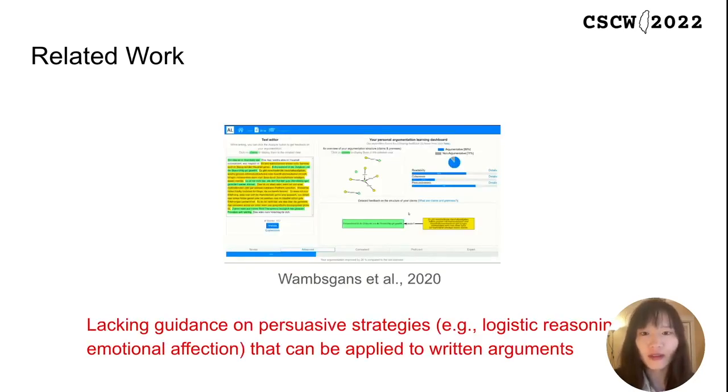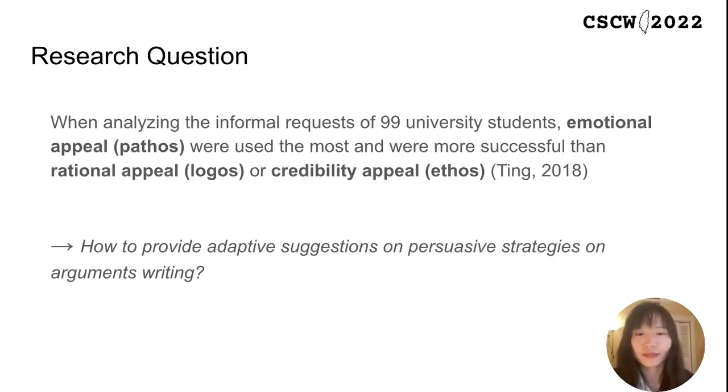Recently, an increasing number of methods and tools have been proposed to help people refine written arguments with natural language processing techniques. For example, AL, an adaptive learning support system for argumentation skills. These existing tools focus mainly on analyzing structure of arguments, for example, the relationship of claims and premises, while lacking guidance on persuasive strategies, for example, logistic reasoning, emotional affection, that can be applied to written arguments.